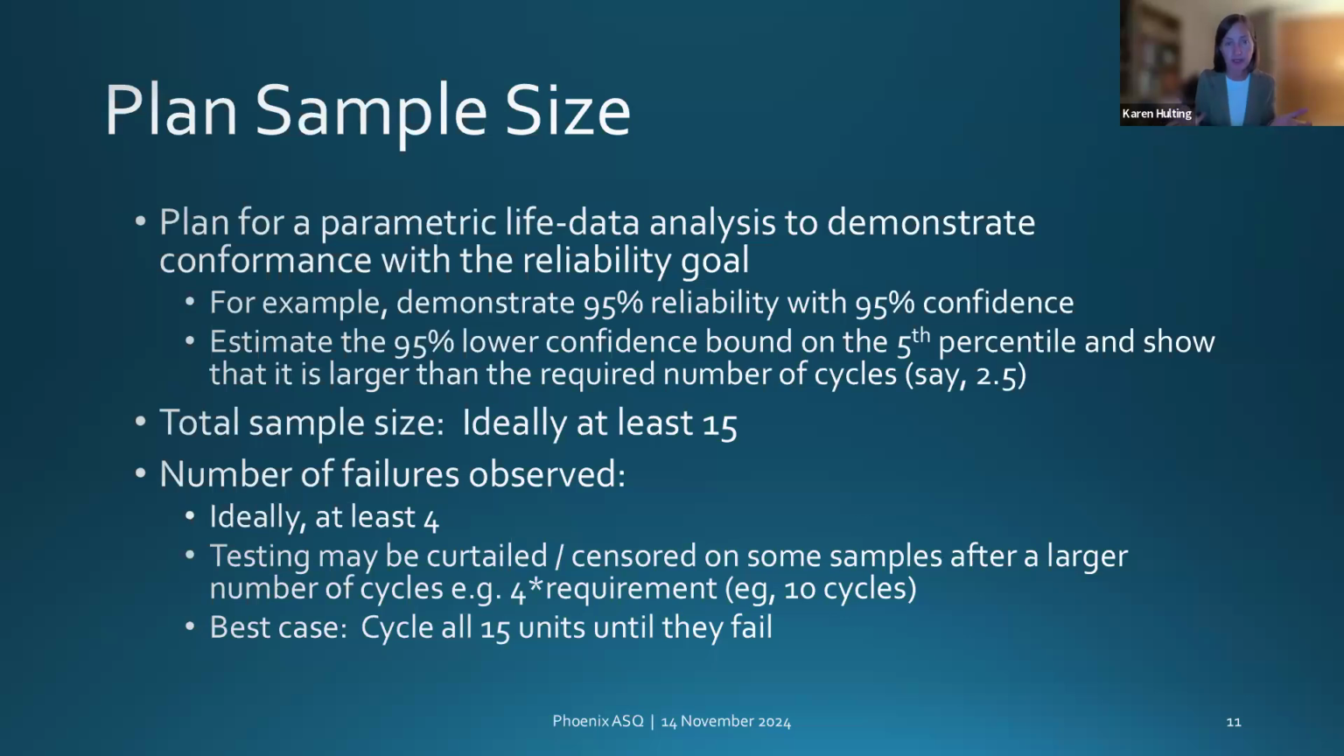For example, we might want to use that cycles to failure data to demonstrate that we have at least 95% reliability with 95% confidence at that required number of cycles. And so what you might do is estimate the 95% lower confidence bound on the 5th percentile and show that that value is higher than 2.5. So that's the analysis that we hope to carry out.